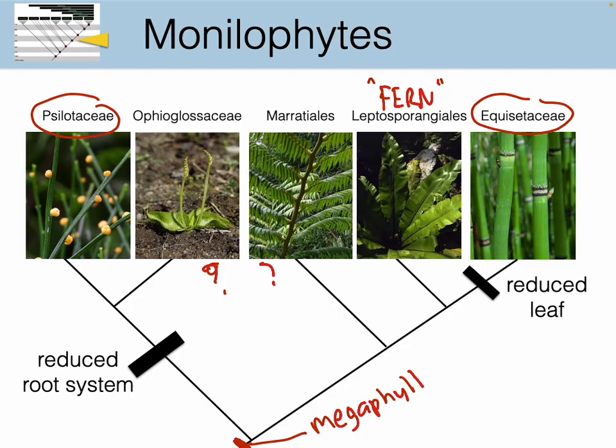So I think some of you asked me earlier, like, how do you know it's megaphyll? Like, you can't see it. Like, of course you can't see it, but based on evolution, it's heavily reduced from megaphyll. So Monilophyte is a weird, interesting group here.